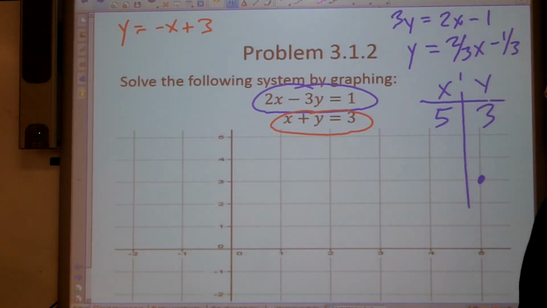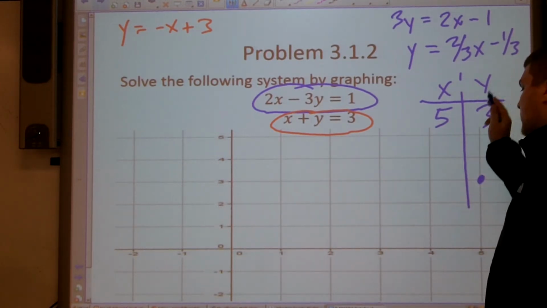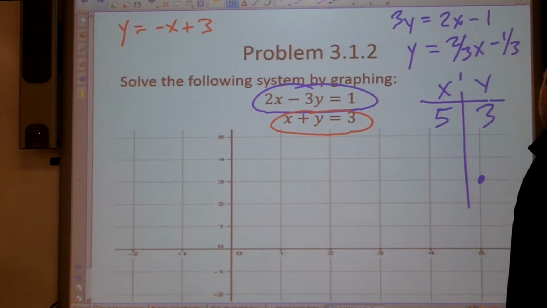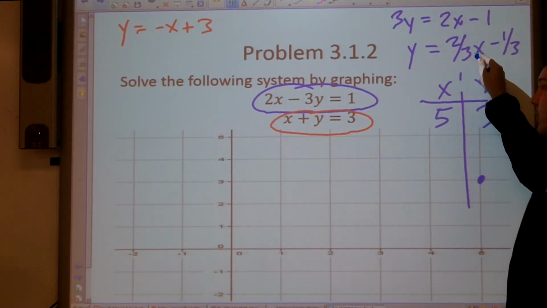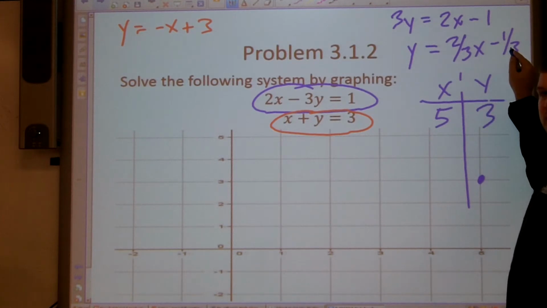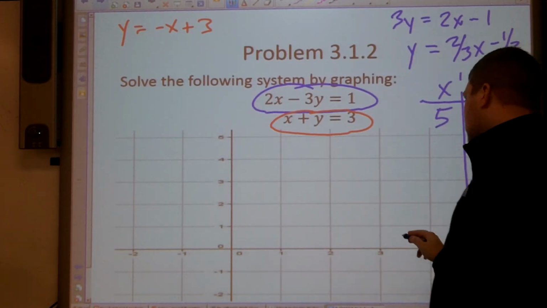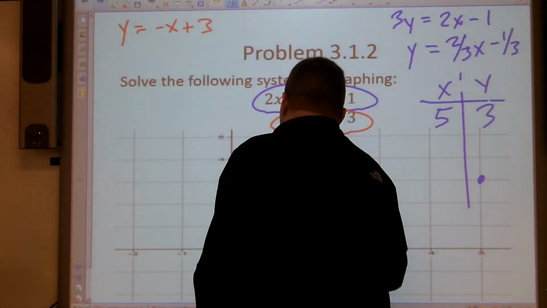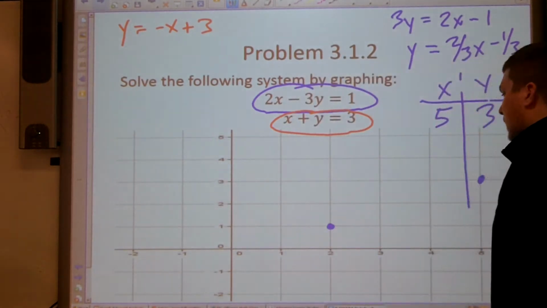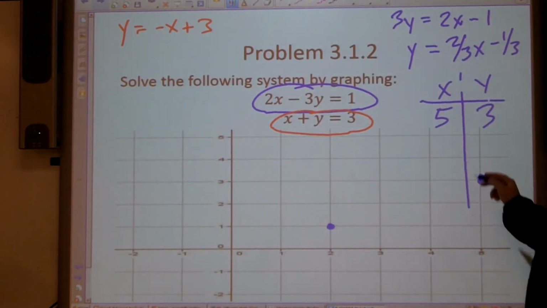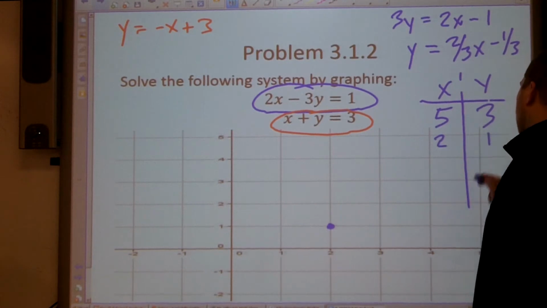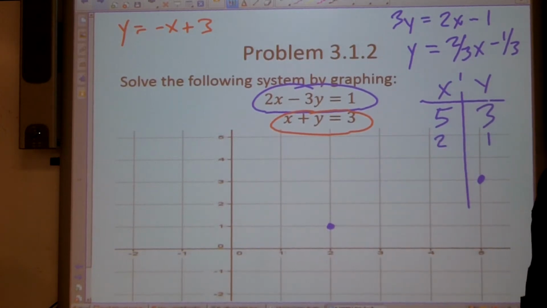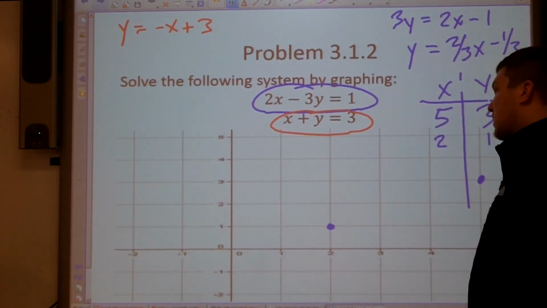Okay, let's pick another point. Maybe x equals 2. So x equals 2, I have 4/3 minus 1/3, which is 3/3, or just simply 1. So x equals 2, I got y equals 1. And then finally, let's pick another point just to be safe.